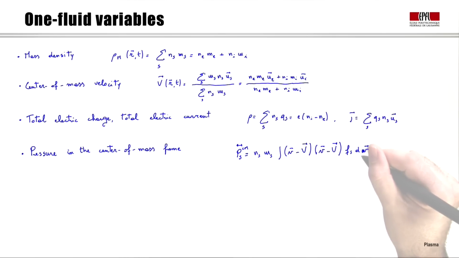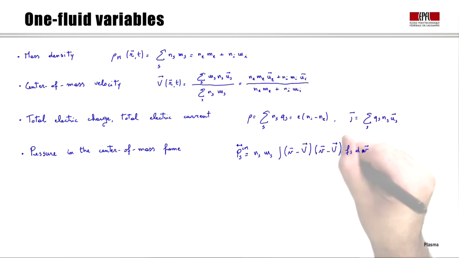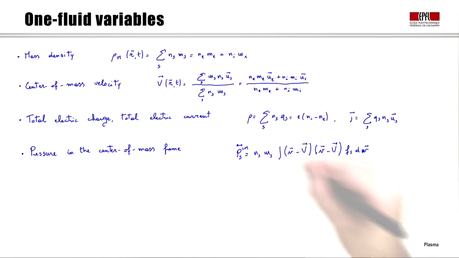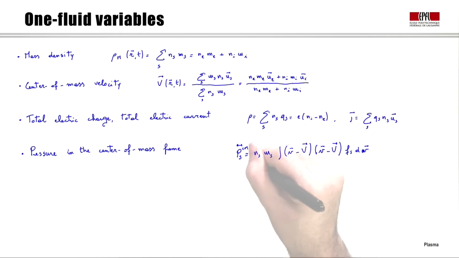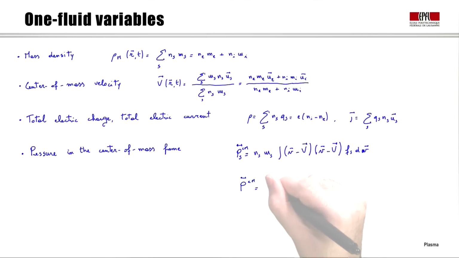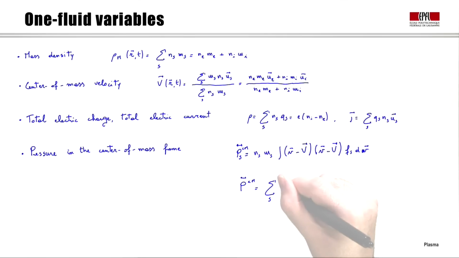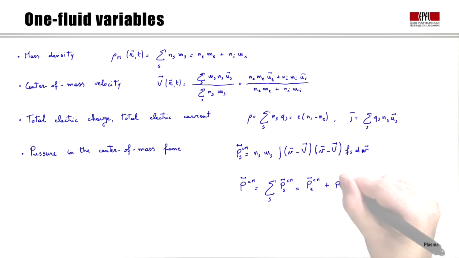And this differs from the standard definition of the pressure because the u_s has been replaced by the v, the center of mass velocity. And starting from the center of mass pressure of each species, we can get the total, the one fluid variable, the total pressure in the center of mass, that is given by the sum over all species of P_s^CM, that in the case of one single ion species will be given by the electron and ion contribution.